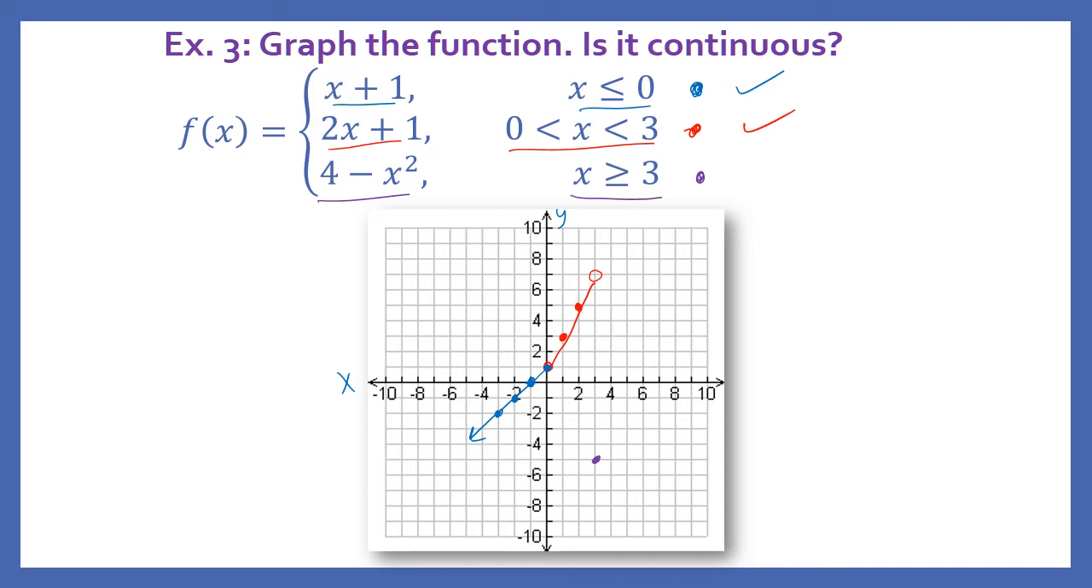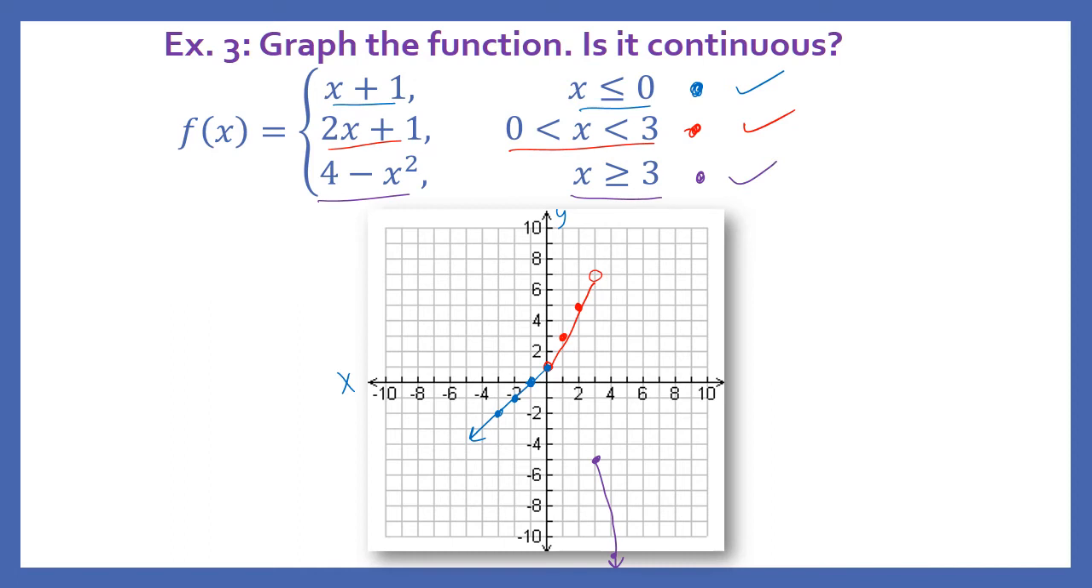Pick a number bigger than 3. Let's say 4. 4 squared is 16. 4 minus 16 would be negative 12. It's off my graph, but that's okay. We'll just pretend like it's right there. And this is going to be, since it's a negative x squared, it's an upside down parabola, right? So it's going to look like this. And there's our third piece of our function done.